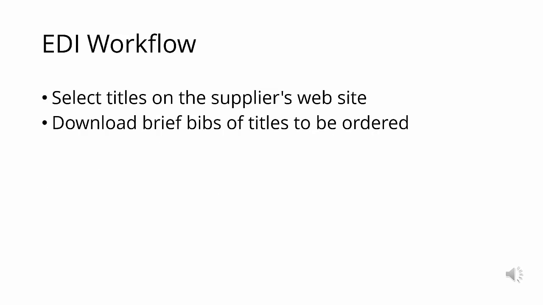With EDI, staff select titles to be ordered on the supplier's website. Staff do not place the order through the supplier interface. Rather, they create carts and download the brief bibs of titles to be ordered. The order will be submitted to the supplier via Polaris.